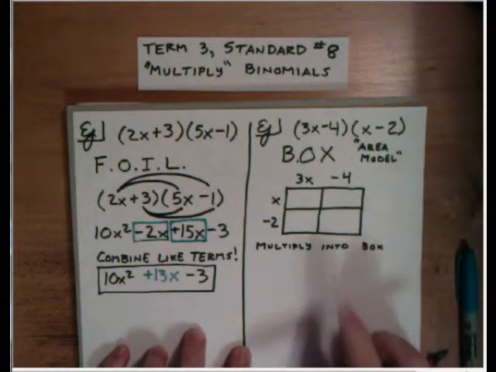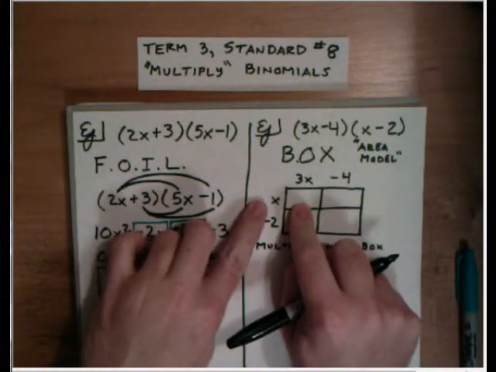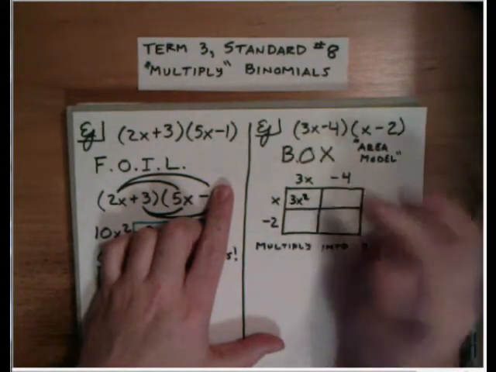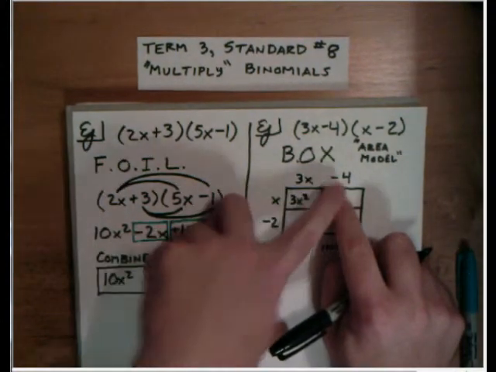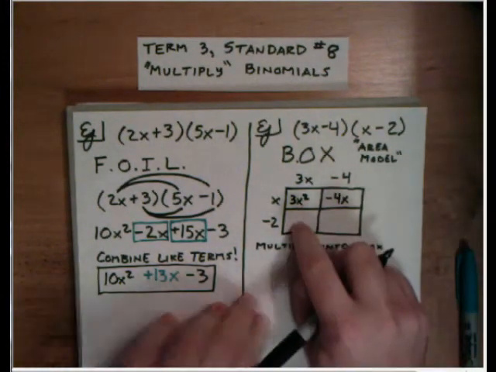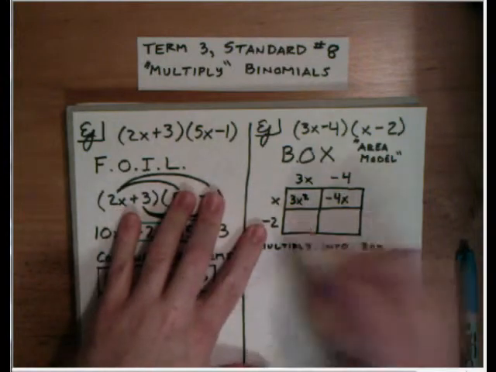Okay, so up here it's going to be x times 3x. That's going to be 3x squared. Over here, x times negative 4. It's going to be negative 4x. Down here it'll be 3x times negative 2.